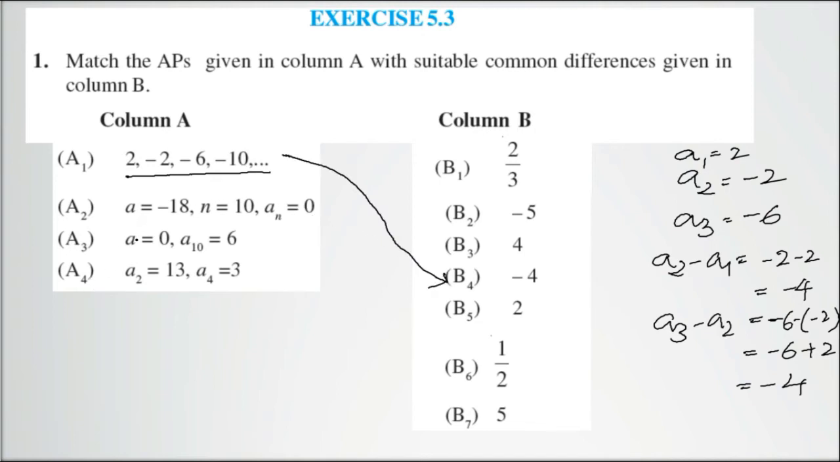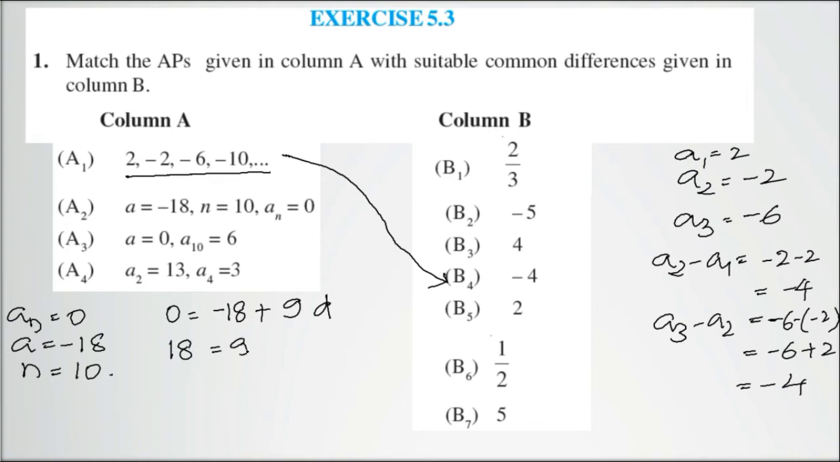Let's look at the second one. Nth term is given as 0. The first term is -18 and the number of terms is 10. If I use the formula an equal to a plus n minus 1 into d, a is -18 plus n minus 1 is 9 into d. So on transposing, it becomes +18 equal to 9d. So d will be equal to +2. +2 means it is option B5. So A2 matches with B5.